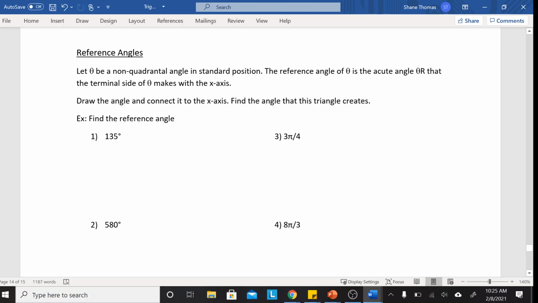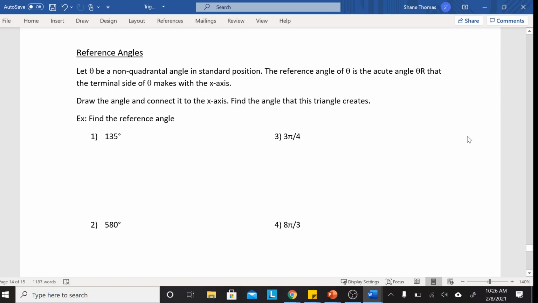Okay, so a reference angle: let theta be a non-quadrantal angle in standard position. The reference angle theta is the acute angle that the terminal side of theta makes with the x-axis. So what you want to do is draw the angle, connect to the x-axis, and find the angle that this triangle creates. We already went through some of these. I want to go through them again though.